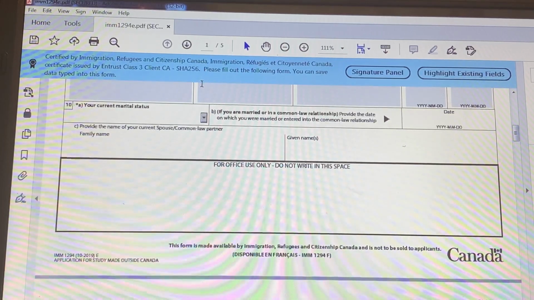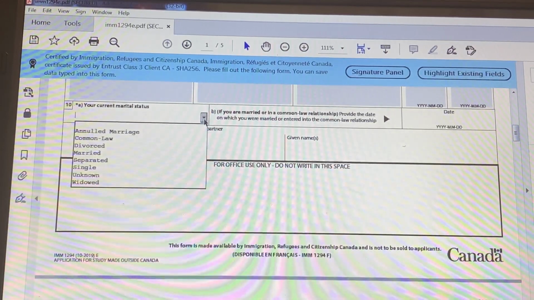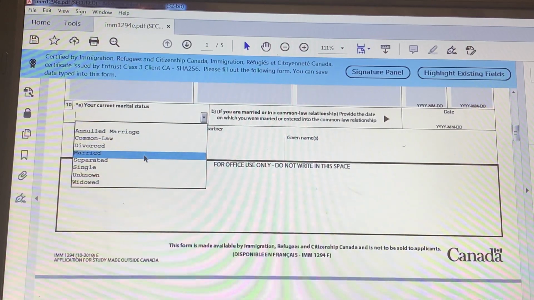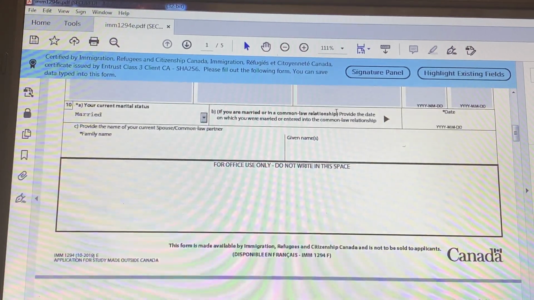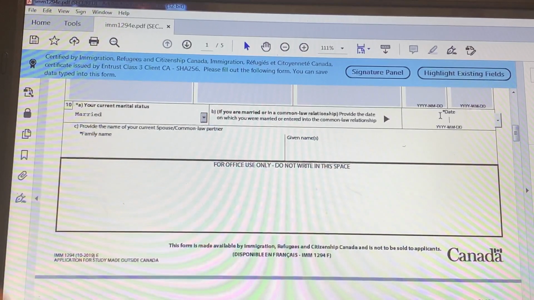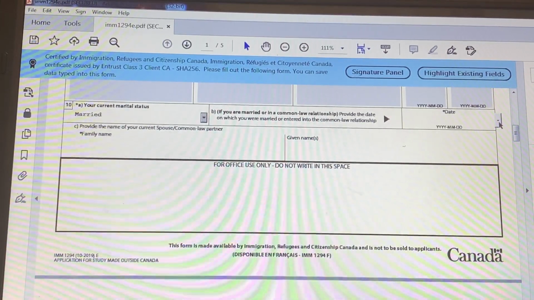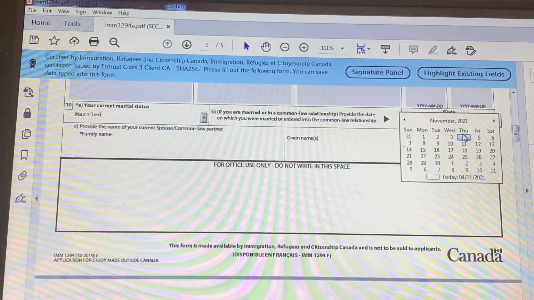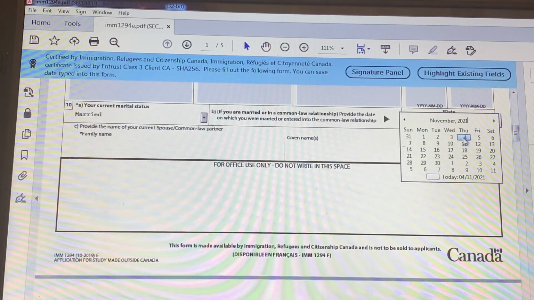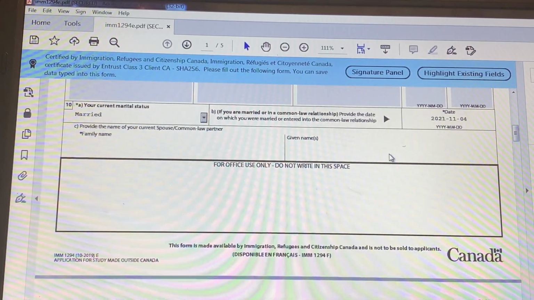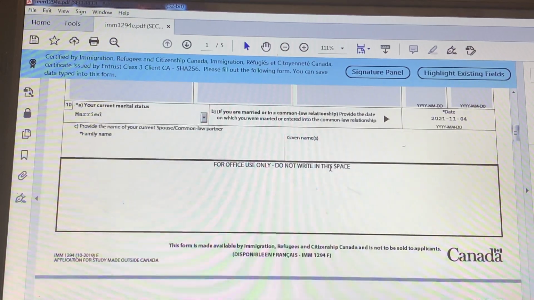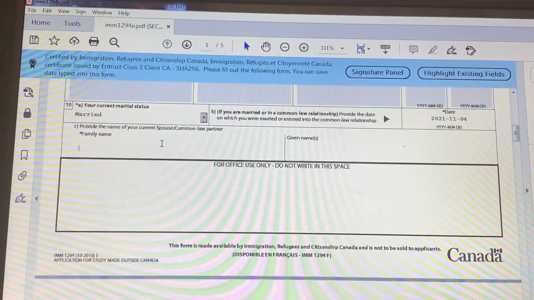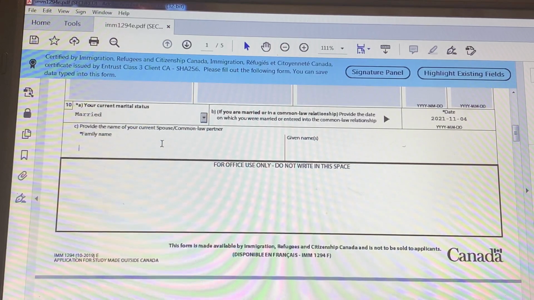Moving down, guys, it says your marital status. Mr. John Brown is married. And Mr. John Brown was married. You put the date that you were married. Okay, guys? Whatever date it was that you were married, you put it here. I'm doing this video on November 4th, 2021, so that's the date that Mr. John Brown got married. Okay, guys, you just put the date right there. And of course, provide the name of your current spouse, common law partner, or whatever relationship.